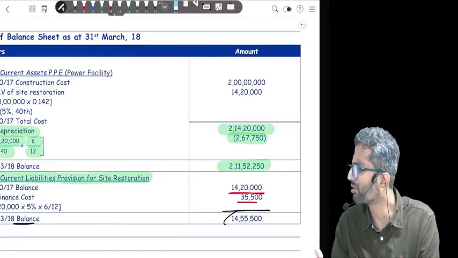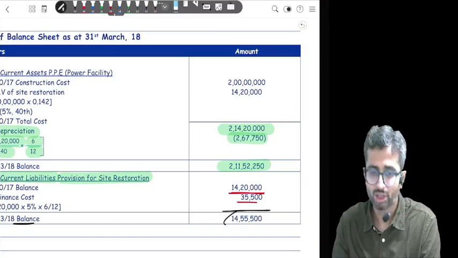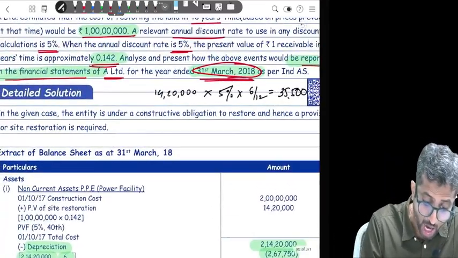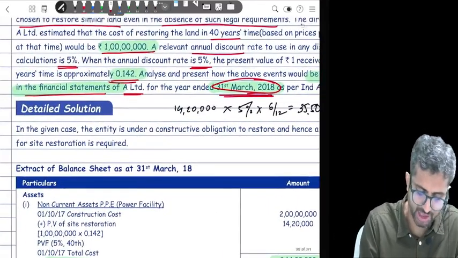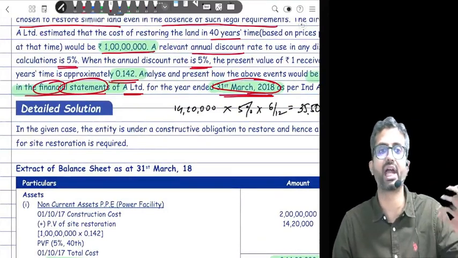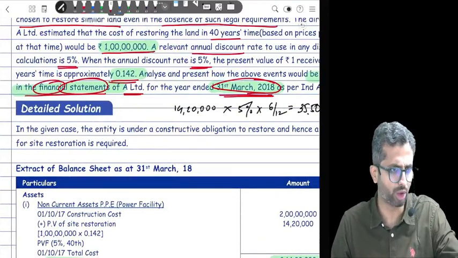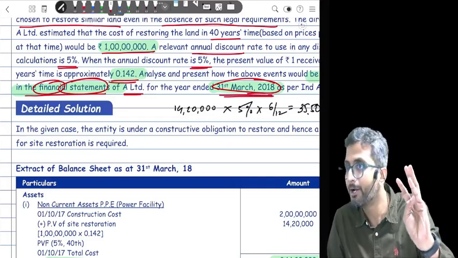But do I have to prepare an extract of P&L also? Why? The question has told me how it will appear in financial statements. Now technically one can also say cash flow etc., but the Institute does not go into all of that. They do balance sheet and P&L.